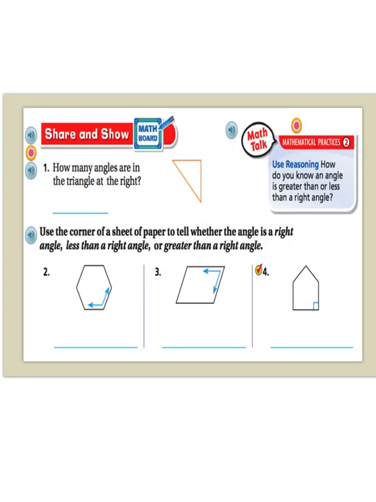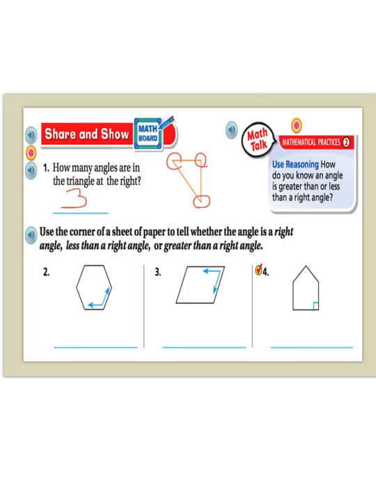Now, let's work on a few problems together. Number 1, how many angles are in the triangle to the right? Now, if I look, I have 1, 2, 3. I have 3 angles in the triangle to the right. Now, let's go down to numbers 2, 3, and 4. We have to tell if it's a right angle, if it's less, or if it's greater.